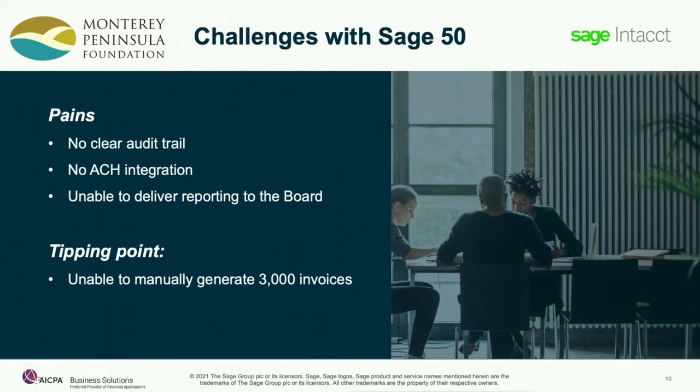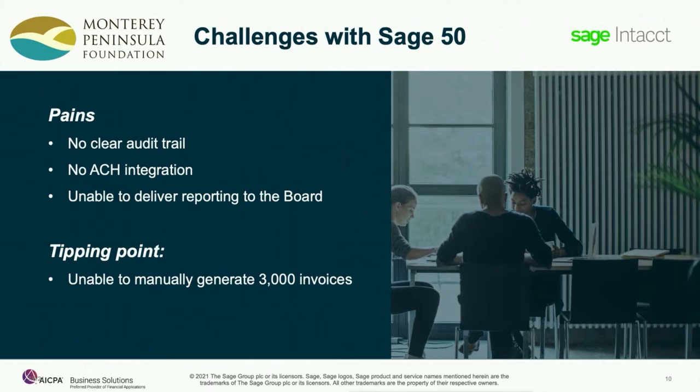Now let's talk about Monterey Peninsula Foundation. Earlier I talked about the many successes they've had with Sage Intacct. I really did want to take a little bit more of a detailed look into their top pains and their tipping point. First, running reports in Excel just took too long and resulted in too many errors. Second, the board wanted more sophisticated reporting on the profitability of their fundraisers and to better manage grant funding.